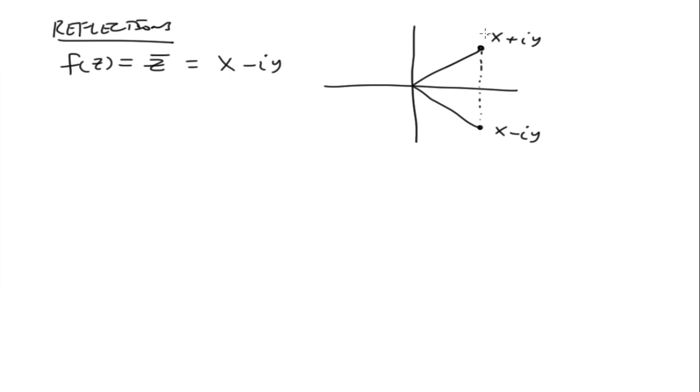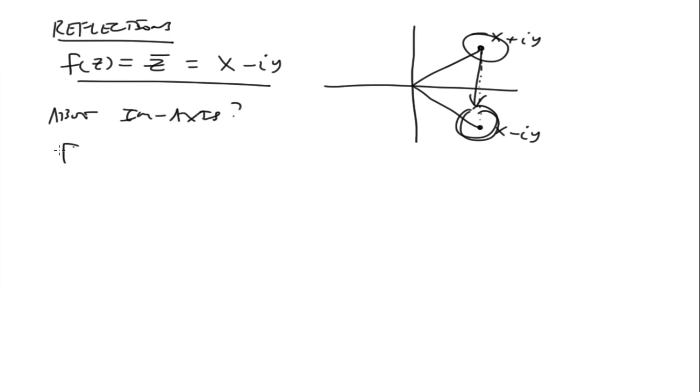So if you have a neighborhood up there, it's going to move the neighborhood down there. Okay, so that's a reflection about the x-axis, or the real axis. But what about the imaginary axis?